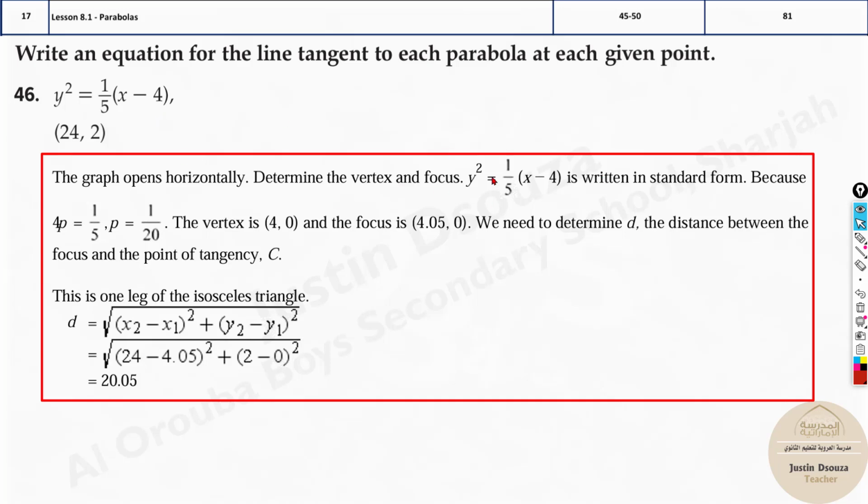First, you need to write the vertex, a standard form. Find the vertex, find the foci, find the p-value. 4p is equal to, what is the coefficient? 1 by 5th. Then you find the distance. Even you can do it directly from the focus to this point. Directly find the distance. Once you find this distance, you see now, adding or subtracting varies.